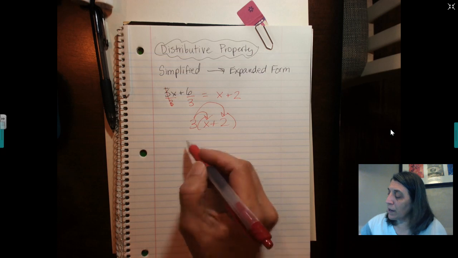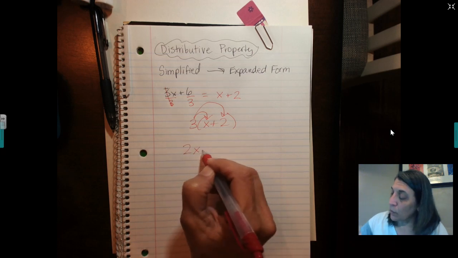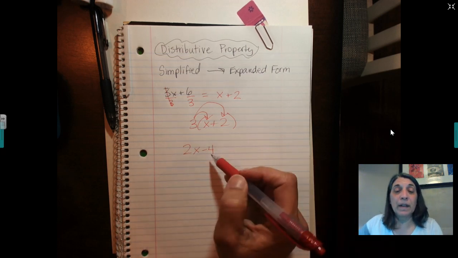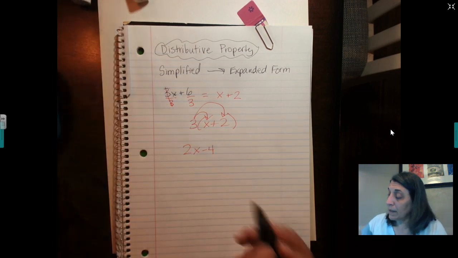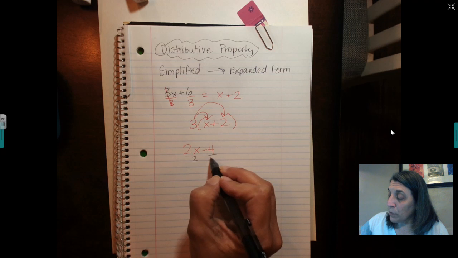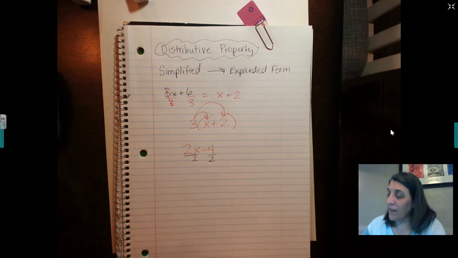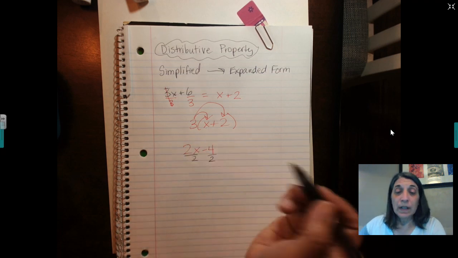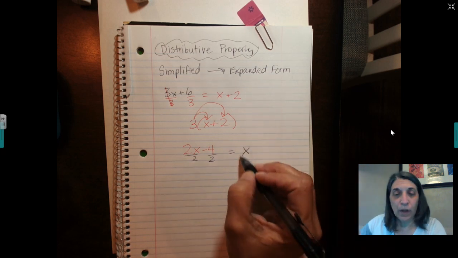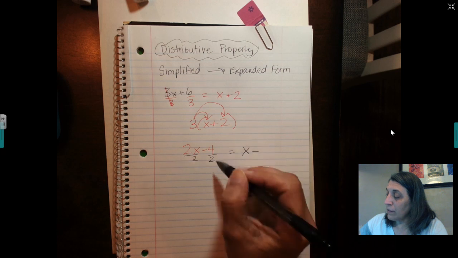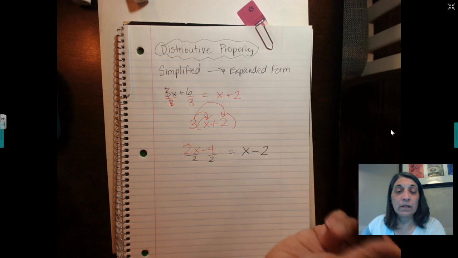So let's try another one. What if I did 2x minus 4? What number do both of these have in common? Well, they both have 2 in common. So I would need to divide both of these by 2 to simplify it. 2 divided by 2 is 1, but I don't need to write a 1x. I can just put x. There's an invisible 1 there. Minus 4 divided by 2 is 2. And so did I do it right?